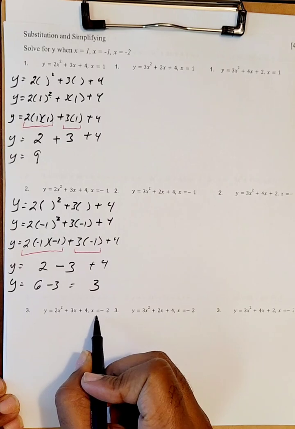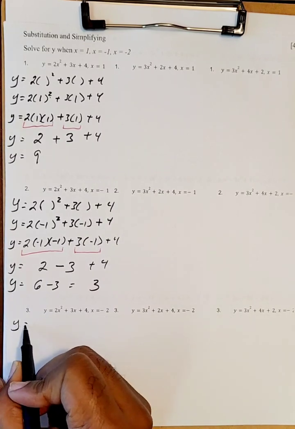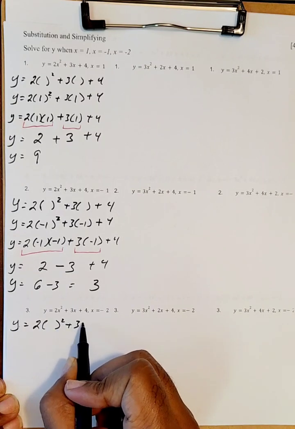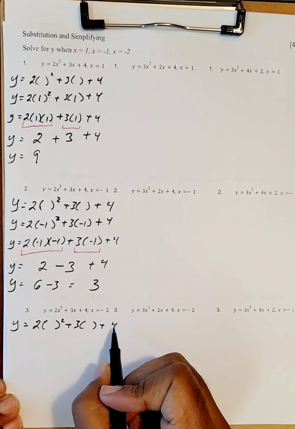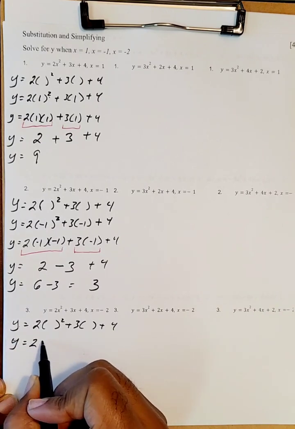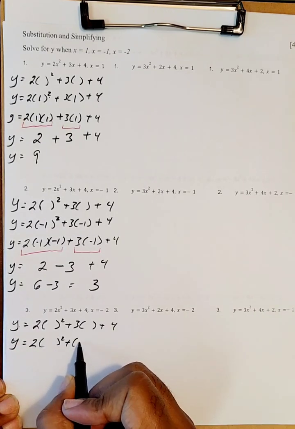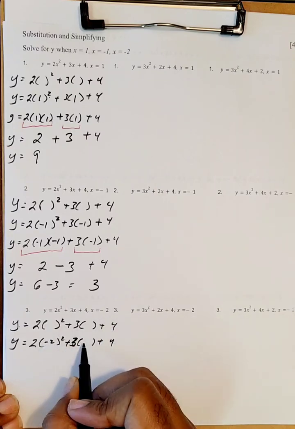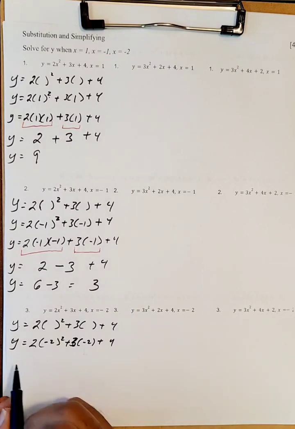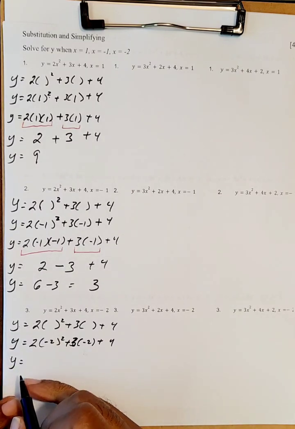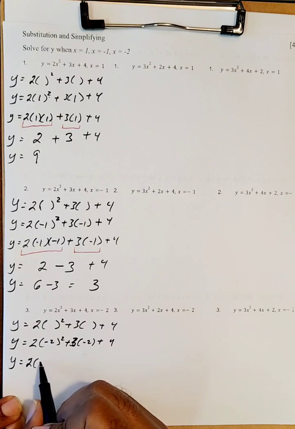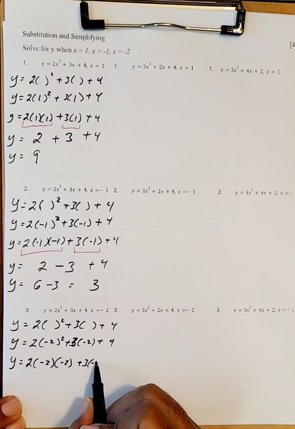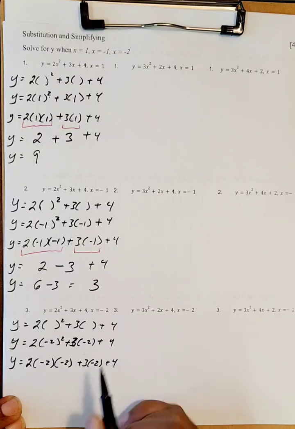Next, we have x is -2. So we'll have y equals 2. We'll replace all the x's with parentheses. And now we'll place in the number here, which is a -2. So -2 goes here, and -2 goes there. Now it's time for expansion. Our expansion will be 2 parentheses, -2, then -2 again, plus 3, the -2, and then the 4.